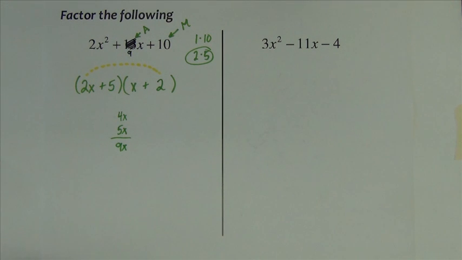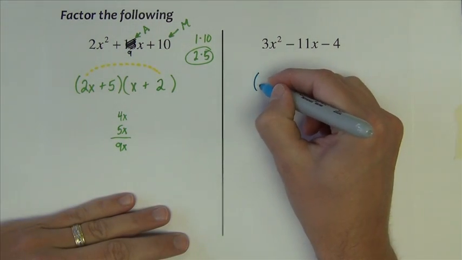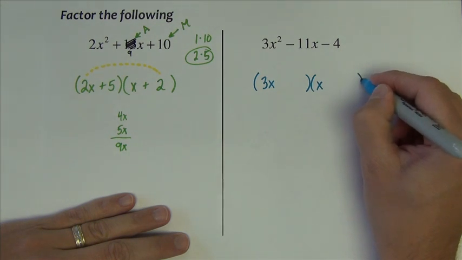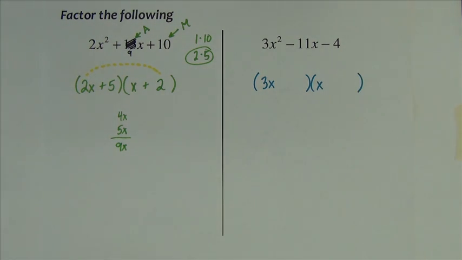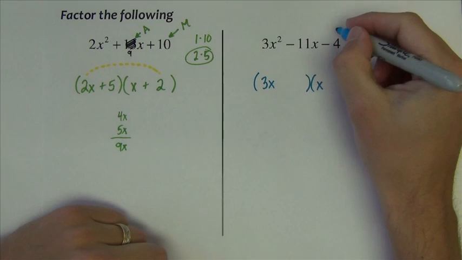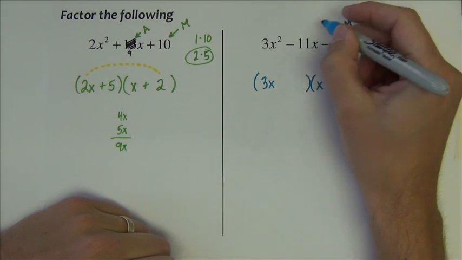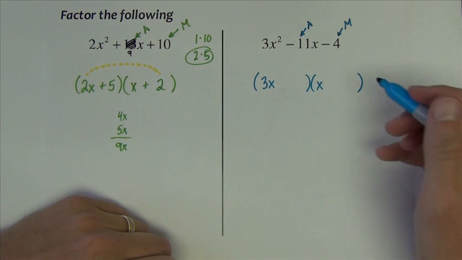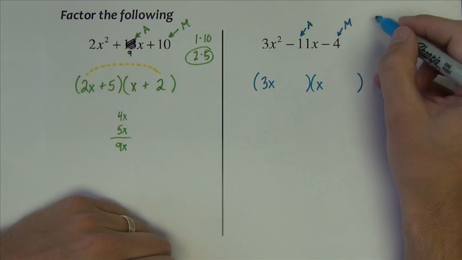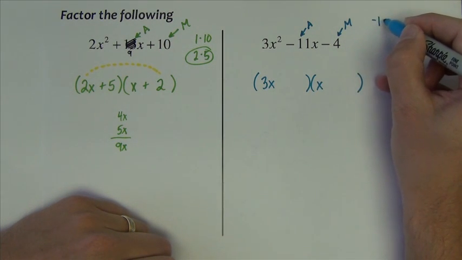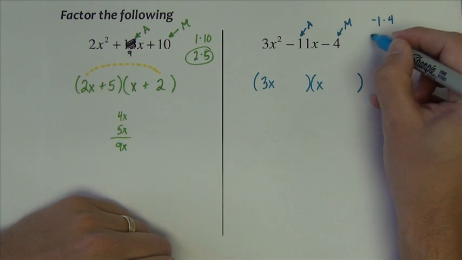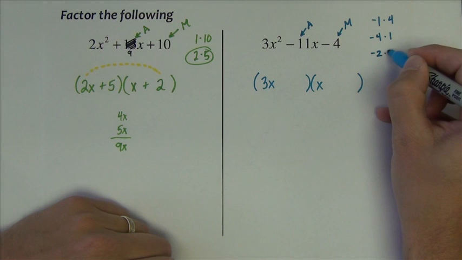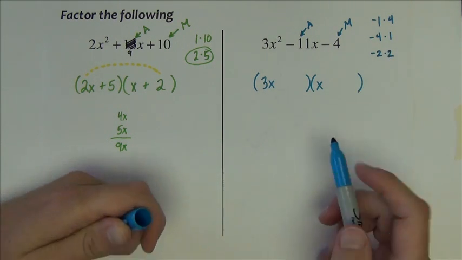Okay, the next one has a 3 in front of the x squared. So we're going to start with 3x times x. Okay, I still want to multiply to negative 4. I want to add to negative 11. So the ways I can multiply to negative 4 are negative 1 and 4, or negative 4 and 1, or negative 2 and 2. Okay, that's it.